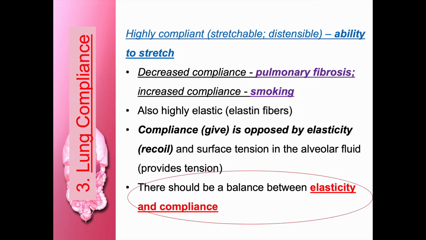Highly compliant means stretchable, with a greater ability to stretch. Decreased compliance happens in pulmonary fibrosis. The stretching property of the lung is lost in pulmonary fibrosis, and in smoking the lung's stretchable property is reduced. That's why, gradually, lung function is reduced in smokers in the future. Compliance is opposed by elasticity and surface tension in the alveolar fluid. There should be a balance between elasticity and compliance.